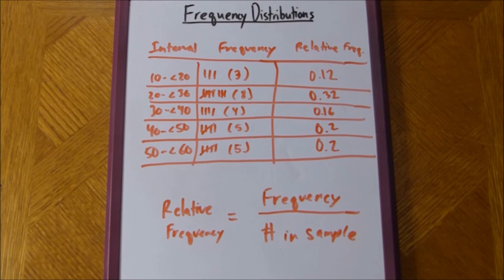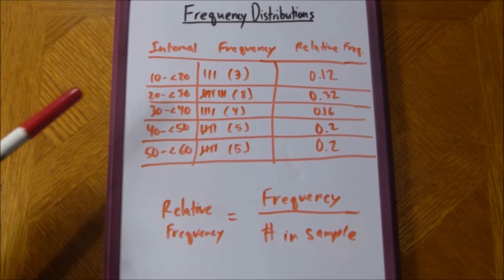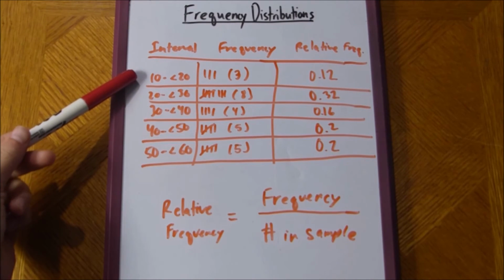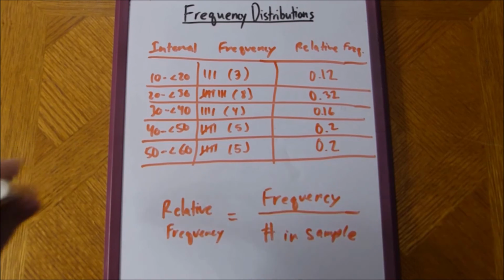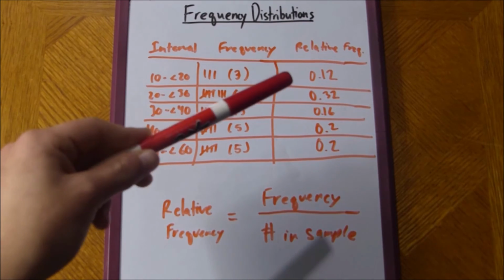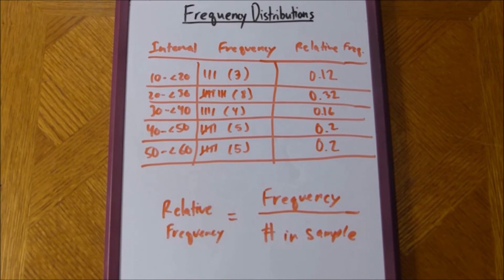And now what you can do with your frequency distribution is you can graph it in a histogram if you want. So for your histogram, your x values would be the intervals, those would be the bins, and your relative frequency or your frequency will be your y value, and that's how easy frequency distributions are.